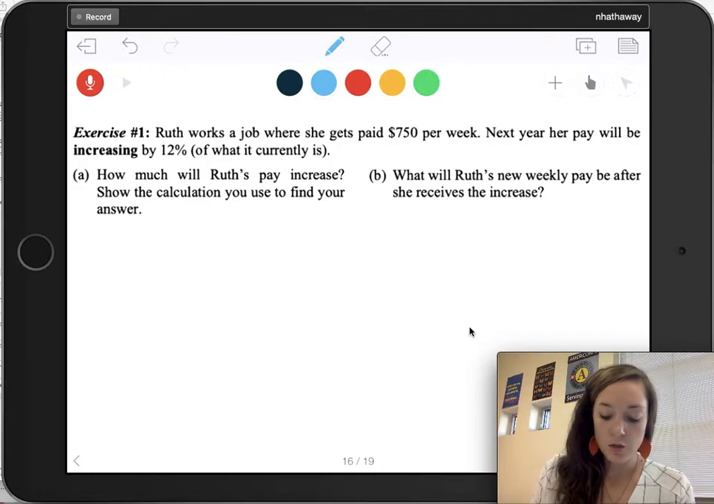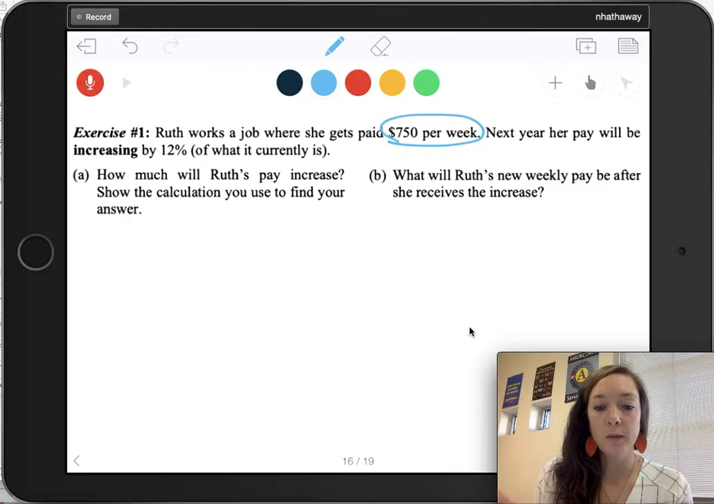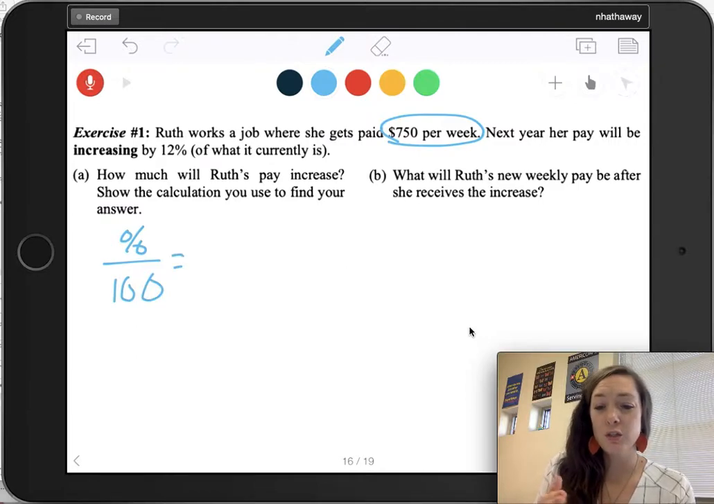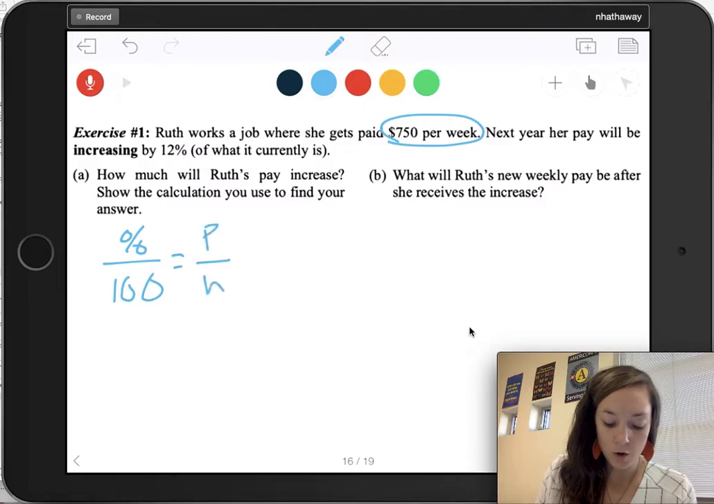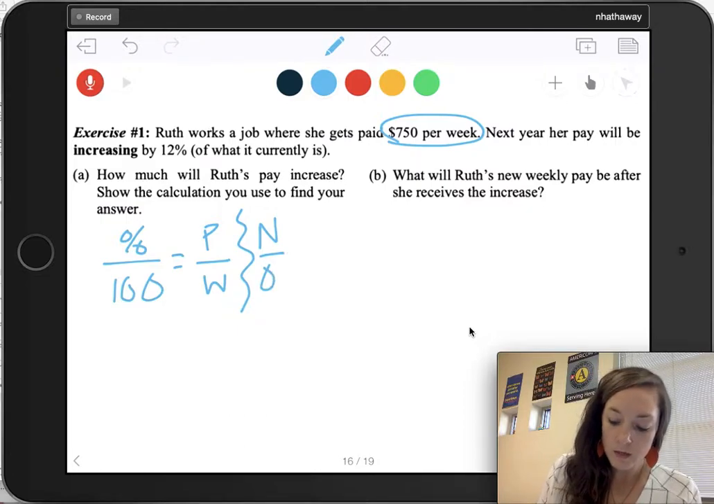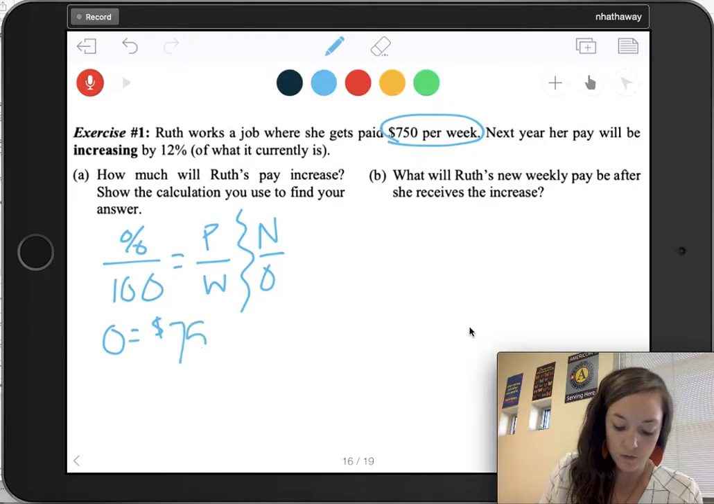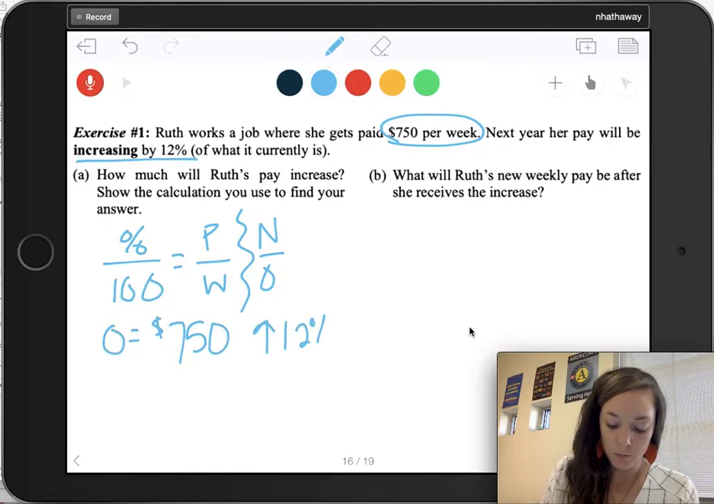Let's circle or highlight the things that are important in this problem. It says Ruth works a job where she gets paid $750 per week. Now, is that our original or our new amount, or our part or whole? Well, 750 is the whole amount she gets paid. And it also is the original amount because that's what she's going to be paid before it changes next year. So we can use the part over whole, or you can use the new over original. Her original pay is $750, and it's increasing 12%.